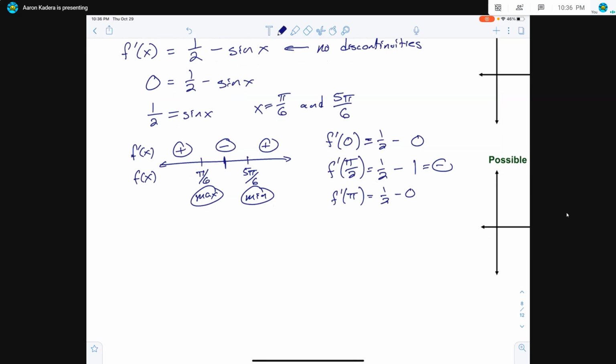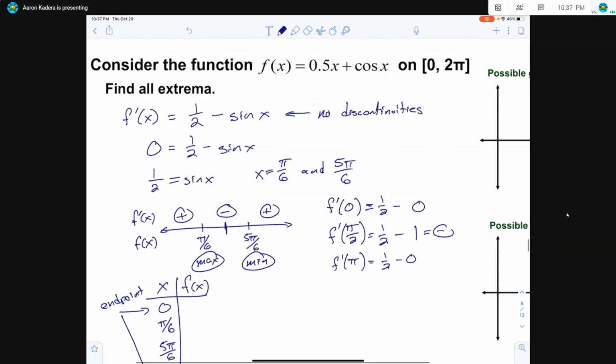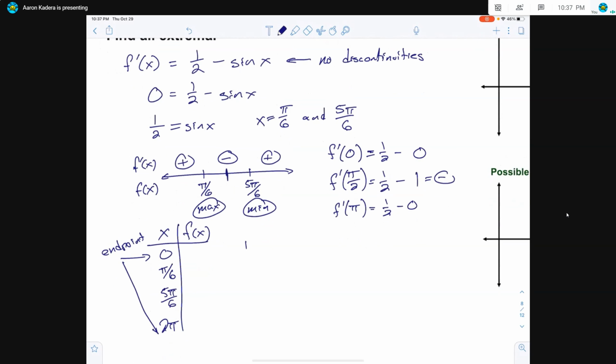Okay, so the endpoints were 0 and 2 pi. Now I'm going to go to the actual function itself and figure out exactly how high each one of these things is, because we want to find the absolute max in this situation. Pi over 6, 5 pi over 6, and 2 pi. So I'm putting in the endpoints as well, to check to see how high they are. If we go into the original function, 1/2 times 0 plus cosine of 0 would be 1. Then 1/2 times pi over 6 plus cosine of pi over 6, which would be square root of 3 over 2.